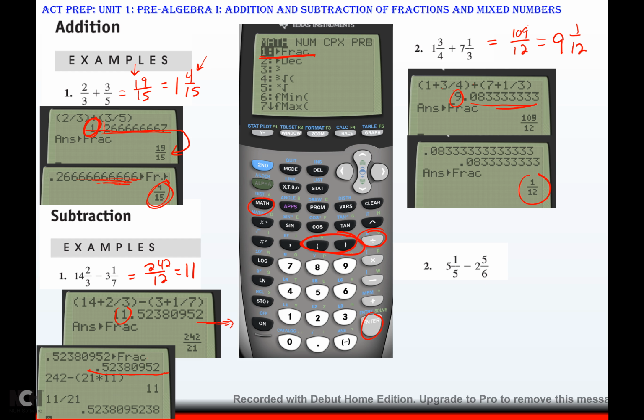So what you have to do is kind of old school. You go 242 by 12. 12 goes into 24 twice. Take away 24 leaves 2. Oh wait, no it doesn't.